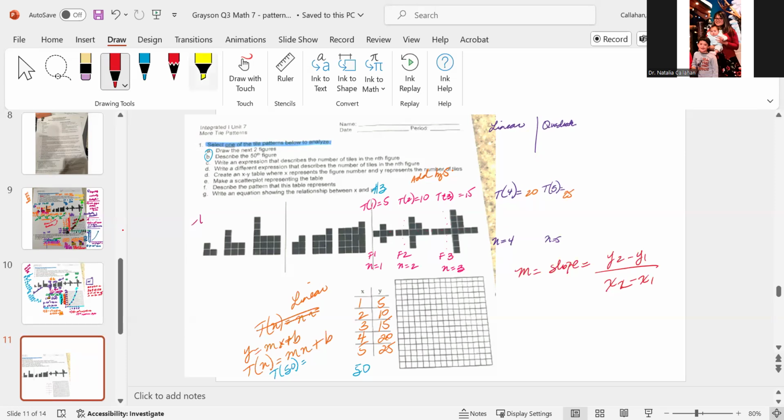And you want to pick 2 points. The easiest points you want to pick are probably the first one and second one, like these 2 right there. Do you see that? And then you want to label it. This is x1, y1. This is x2, y2. Do you see that? Now plug it into this equation. What's y2 minus y1?